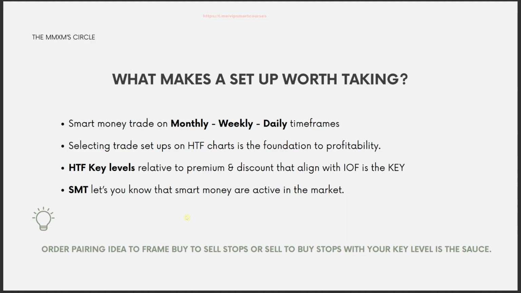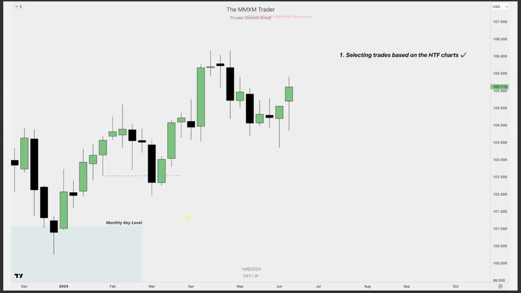Right, so we know we need to focus on that monthly, weekly and daily time frame, because setting up the higher time frame charts is the foundation to profitability. We need that higher time frame key level relative to the premium and discount, and this will align with institutional order flow, and then we have to spot that SMT. Now you can use order pairing technique to frame those buy to sell stops or frame those sell to buy stops within that key level. So number one, selecting trades based on the higher time frame chart. We know we are bullish on the higher time frame.